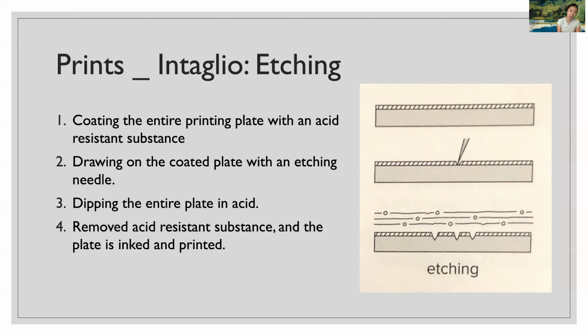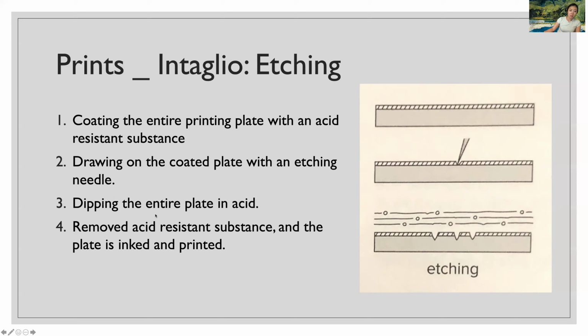So the process is here. First, the artist coats the entire printing plate with an acid-resistant substance called a ground, just like the first image. And number 2, the artist draws on the coated plate with an etching needle, like this second image, and the needle removes the ground, exposing the bare metal in the areas meant to print.